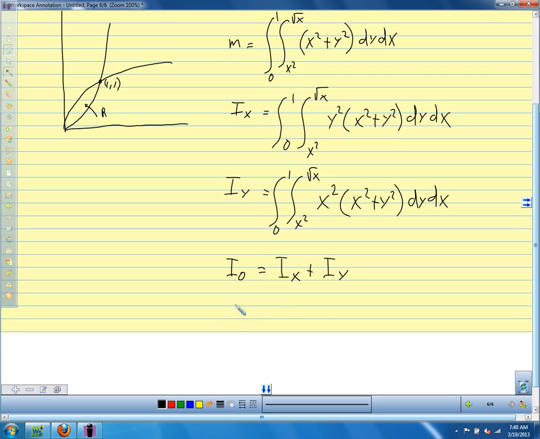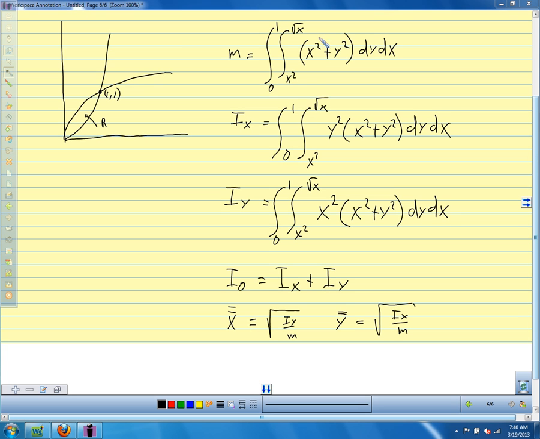And for the radius of gyration, x double bar is just I sub y over m, and y double bar is I sub x over m. So these three integrals are our key integrals for all of these. We set them up, not going to evaluate.